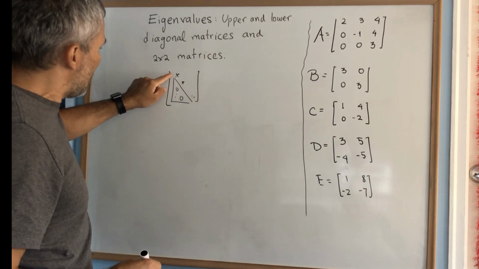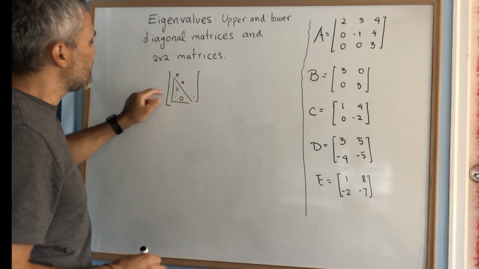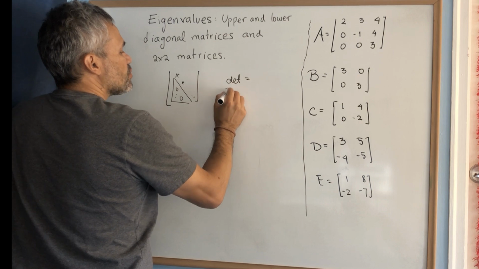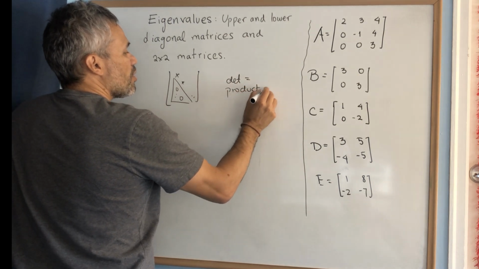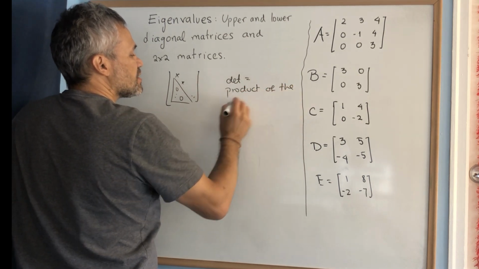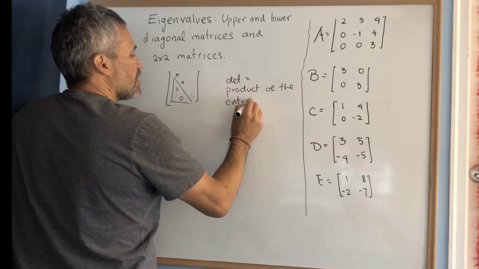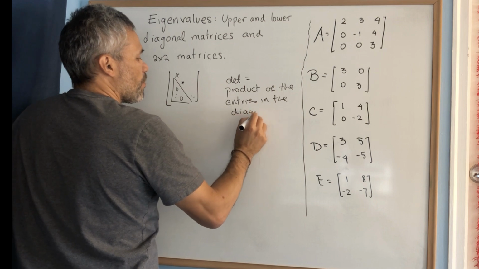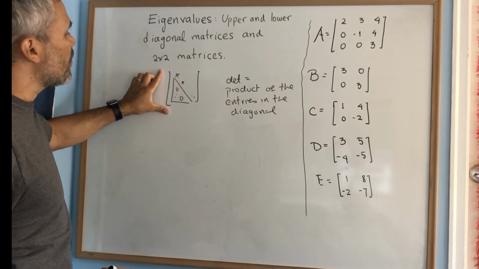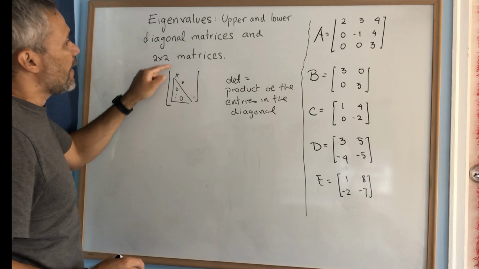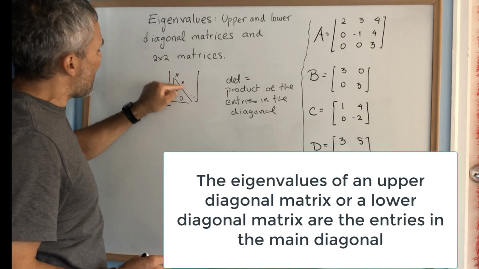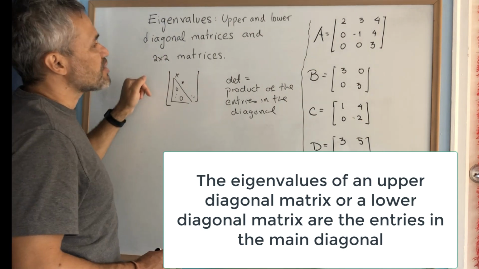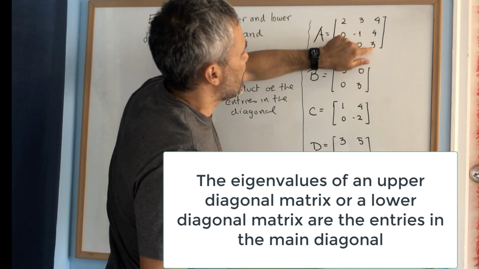Then the determinant of this matrix is just the product of the entries in the diagonal. Using this, we get that the eigenvalues of an upper diagonal matrix or a lower diagonal matrix are just the elements in the main diagonal.